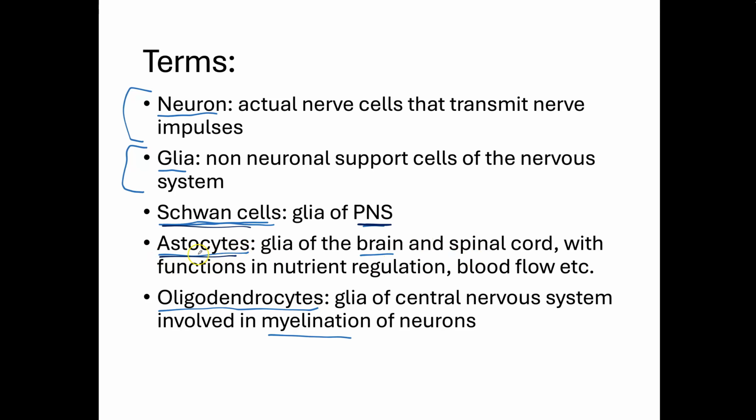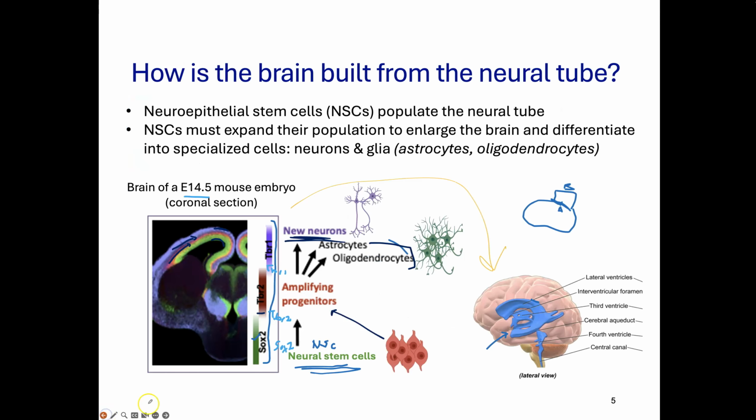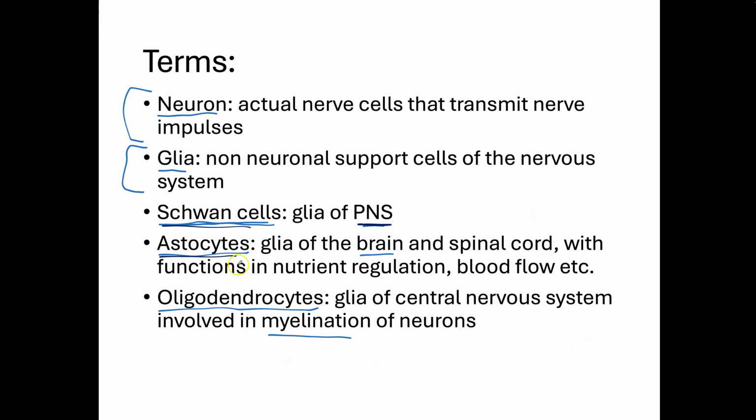Astrocytes are called astrocytes because they look kind of like stars. They have this starry appearance. And they are glia as well. They're in the central nervous system, so the brain and spinal cord, and they have to do with the regulation of nutrients and with controlling blood flow and so on. So very important for the nourishment and support of the brain. Oligodendrocytes are also CNS, brain and spinal cord, central nervous system, and they're involved with the myelination of neurons.